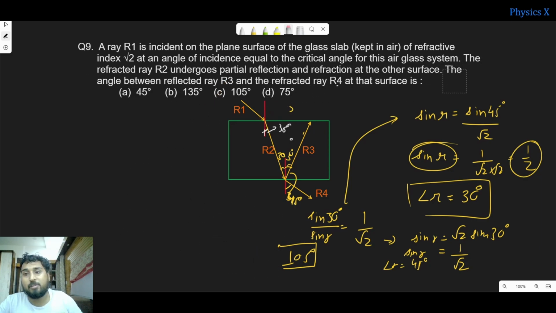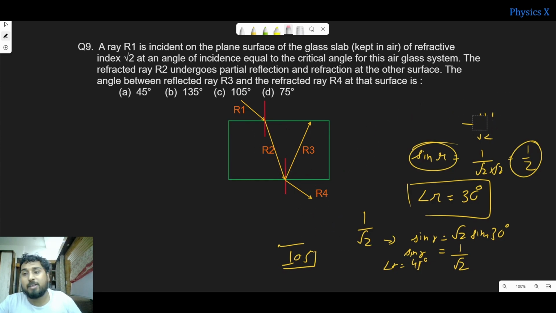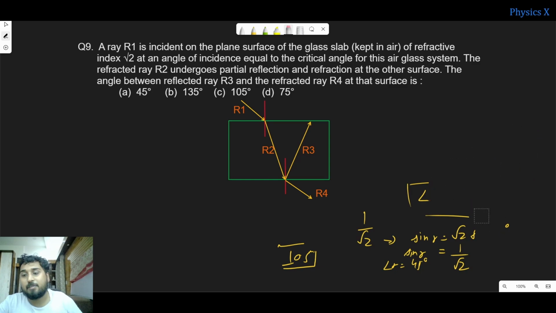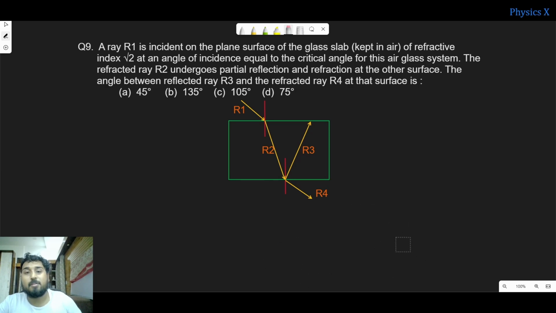Understood this concept? So this was the whole purpose of this question, to tell you about the critical angle of incidence. Now let us move to the next.